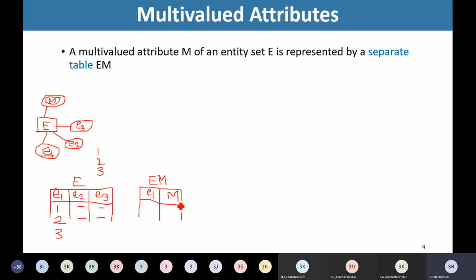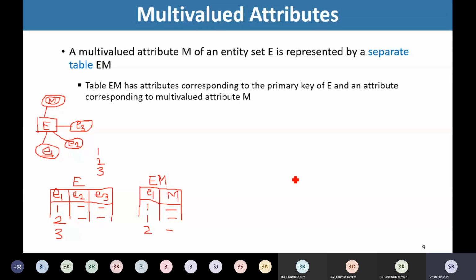So I'm having the primary key of this entity set, that is E1, and the attribute named phone number, or M. Here, if employee 1 is having two phone numbers associated, how am I going to input the data? Employee number 1 with the first phone number, employee number 1 once again with another phone number. Employee number 2, if employee number 2 is having a single phone number, then I'll be having only one record for that. Right? So likewise, I'm going to store the information in the table.